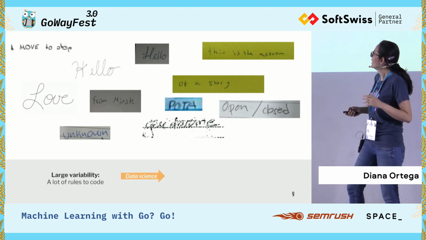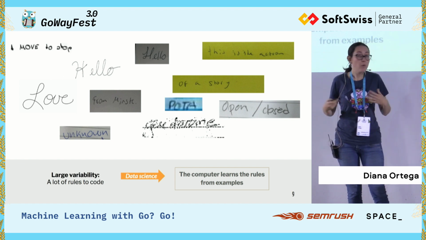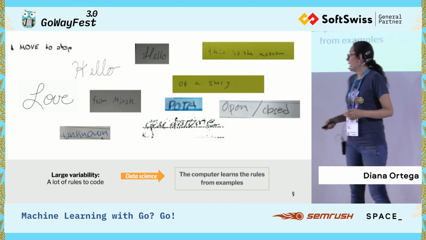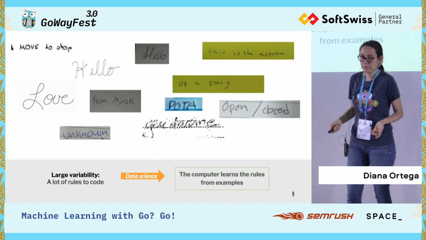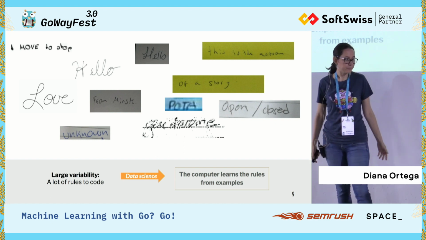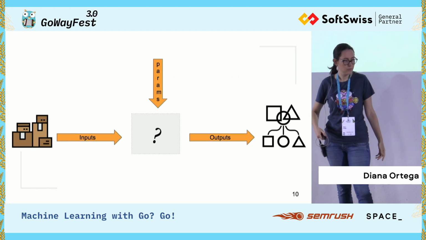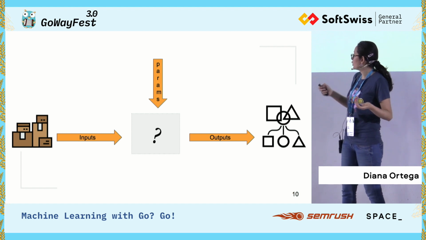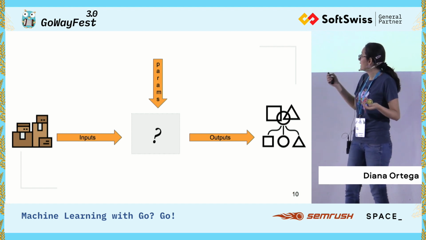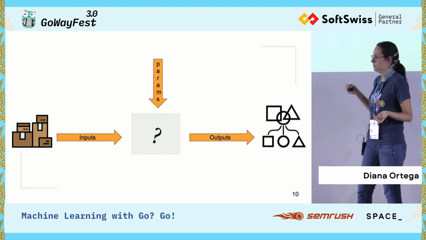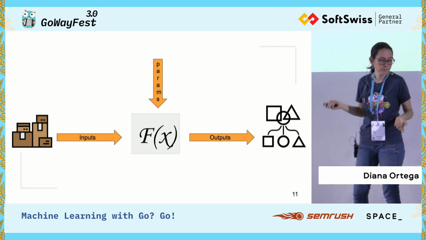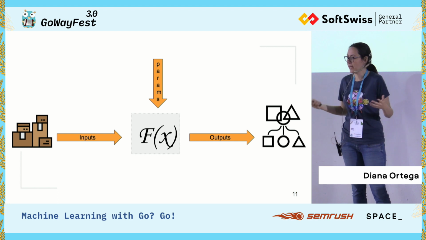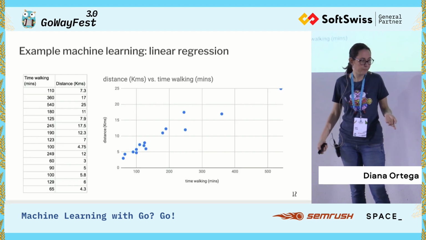Okay. So we have a large variability. We would like the system to learn by itself all this variability from examples. And that's machine learning. So we have to find something that can express, from some inputs with some parameters, outputs that I know. And what's that? A function. So I have to find that function that the machine is going to use to express the system.